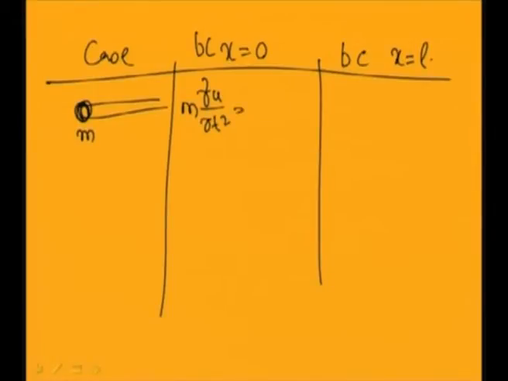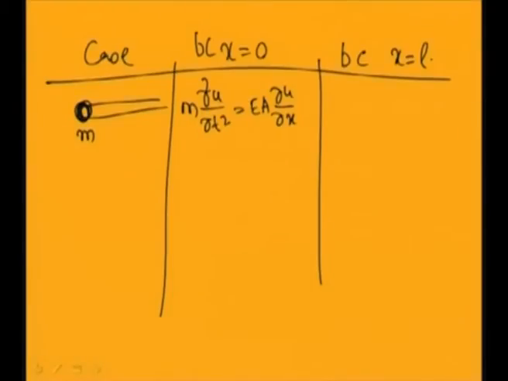So, the force at this point, E A del u by del x, will be equal to m del square u by del t square. At the right end, E A del u by del x, which is the force at the right end, should be equal to the inertia force but the negative of that. So, it will be minus m del square u by del t square.